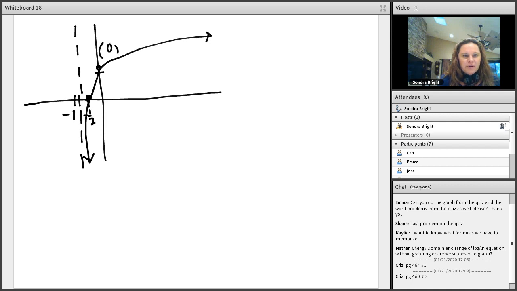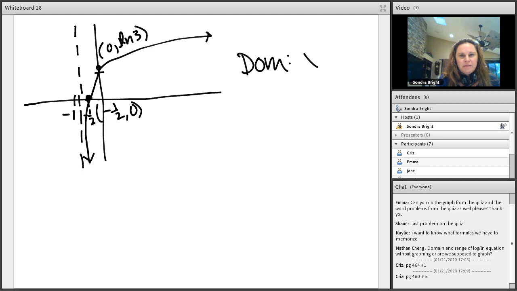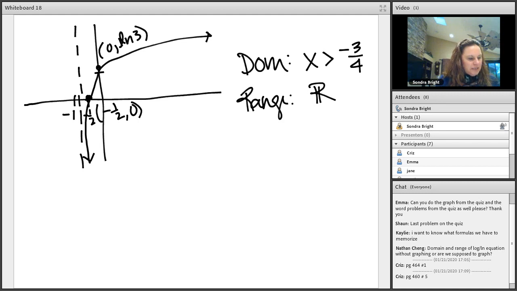That's your point (0, natural log of 3). And then that point there is (-1/2, 0). And it's an increasing function. Your domain is all the values greater than -3/4, so x is greater than the asymptote, -3/4. Your range is all real numbers. It's going to hit everything. What else would we ask you on that? But all right, there's that one.